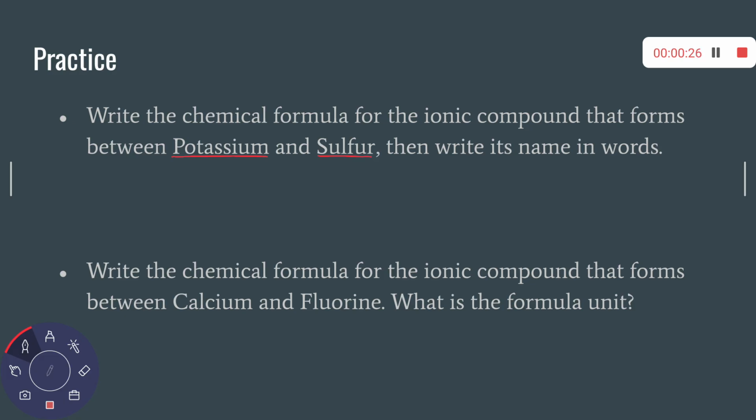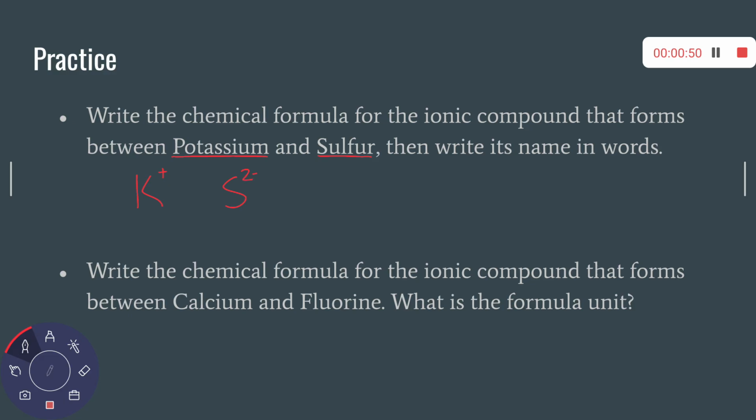So now all we're going to do is write the symbols for potassium and for sulfur, and then we're going to write their charges. Remember, we can find those charges from the group or the column that each element is in on the periodic table. So potassium is going to have a +1 charge, and sulfur is going to have a 2- charge.